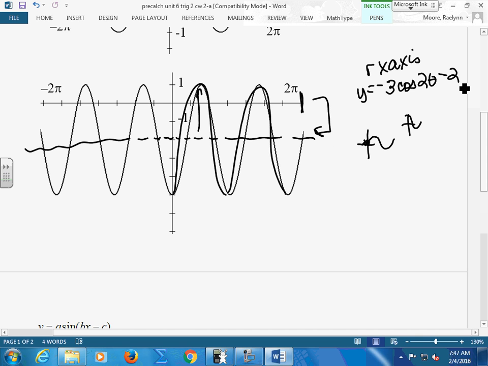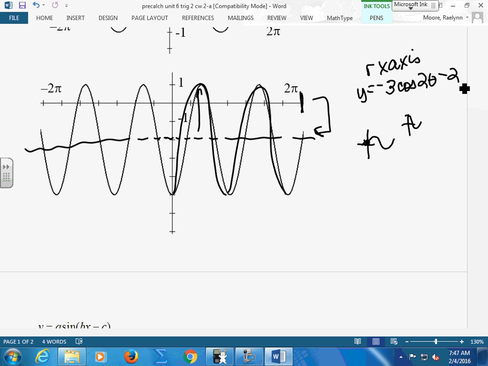A question out of curiosity: why do we use theta in trig and not x? Because x really represents a number variable. Theta represents an angle. You can use x, it's still a variable, but technically we use it as an angle.